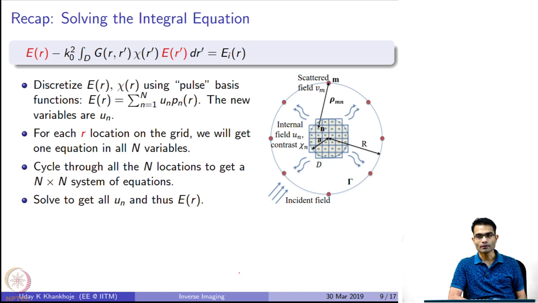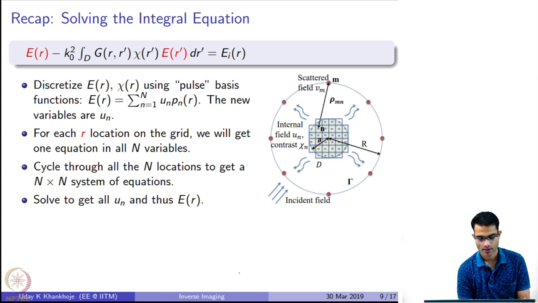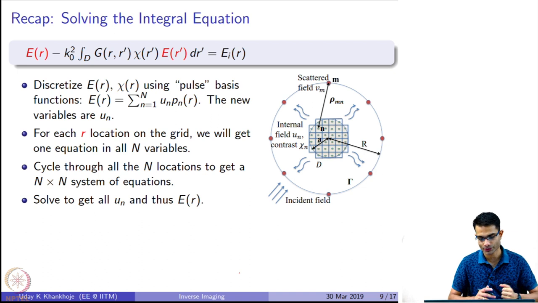We took our domain and we discretized it into little squares. In a 2D problem, squares. In a 3D problem, cubes, right? And the simplest way to solve this was using what is called a pulse basis function. So what is a pulse basis? 1 inside a little square, 0 everywhere else, right? So you have all done this and solved this in your assignments.